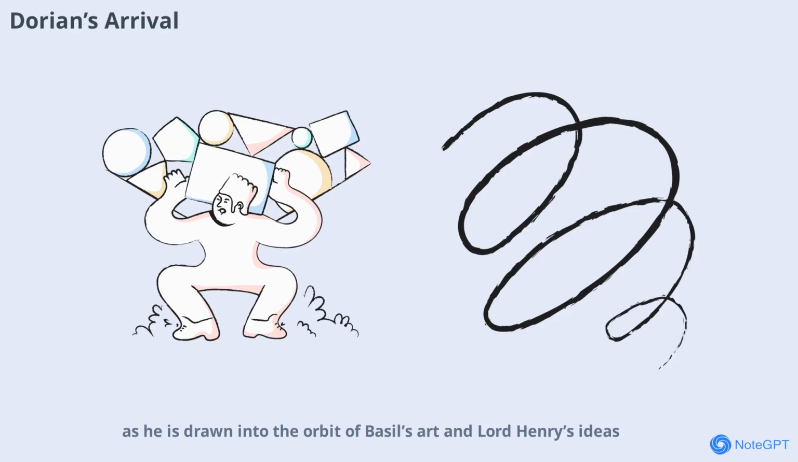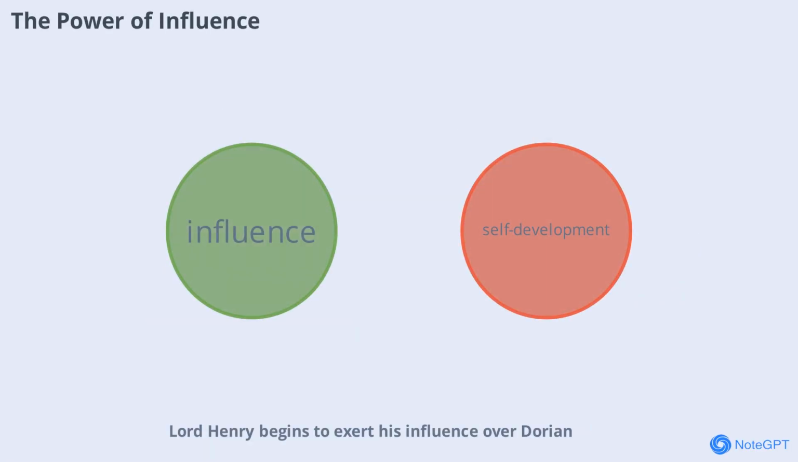Henry's ideas. Lord Henry begins to exert his influence over Dorian, introducing the idea that all influence is immoral. He argues that to influence someone is to give them one's own soul, making them an echo rather than an original. The aim of life, according to Lord Henry, is self-development and the realization of one's nature. Dorian listens, intrigued and unsettled by these radical ideas.